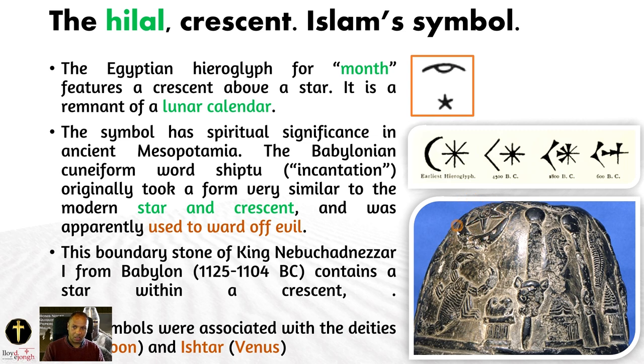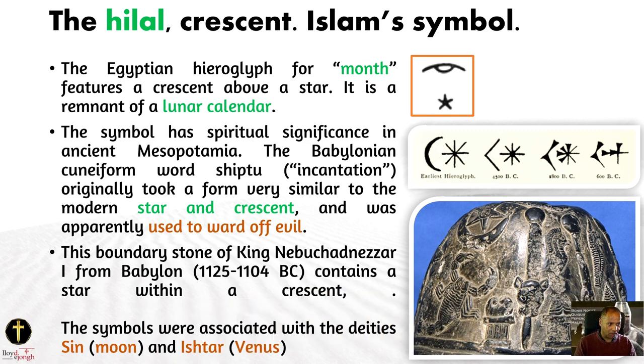Islam borrows the star and the crescent. The symbols were associated with the deities Sin, or Shin, the moon, and Ishtar, Venus. Venus, of course, is the morning star. And you've got Shin, the Babylonian moon god. Shin was also the national deity of, well, southern Arabia, Yemen. So let's continue.